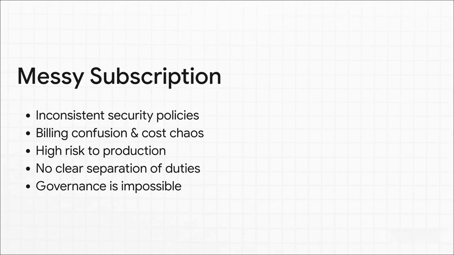How do we stop a junior dev from accidentally nuking a production database? Well, we can't really. Their permissions are the same everywhere. Trying to apply a super strict policy for prod while letting the dev team experiment, it's a total nightmare. Governance isn't just difficult, it's pretty much impossible.